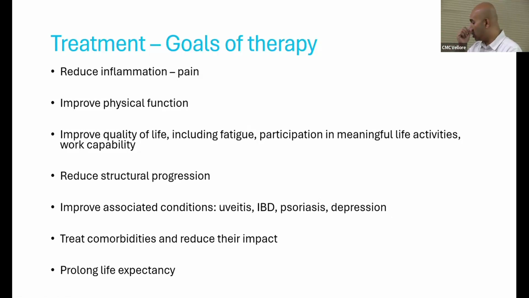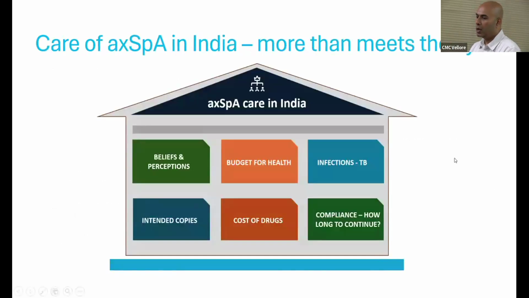Again, uveitis need not be, most of them do have acute anterior uveitis, but not always. They can have a past history, which may not be evident when you take a history, but if you examine, they can give you a past history. Treat comorbidities, very important, and reduce their impact, and prolong their life expectancy is something which we always strive for.